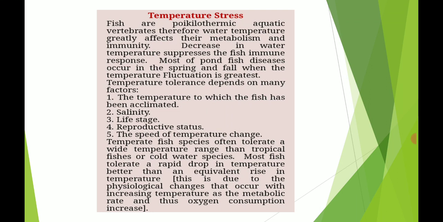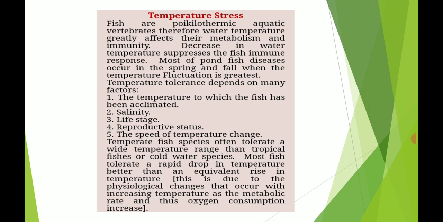Now, temperature stress we call thermal stress. Fish are poikilothermic aquatic vertebrates, therefore water temperature greatly affects their metabolism and immunity. A decrease in water temperature suppresses the fish immune response. Most pond fish diseases occur in the spring and fall when the temperature fluctuation is greatest.